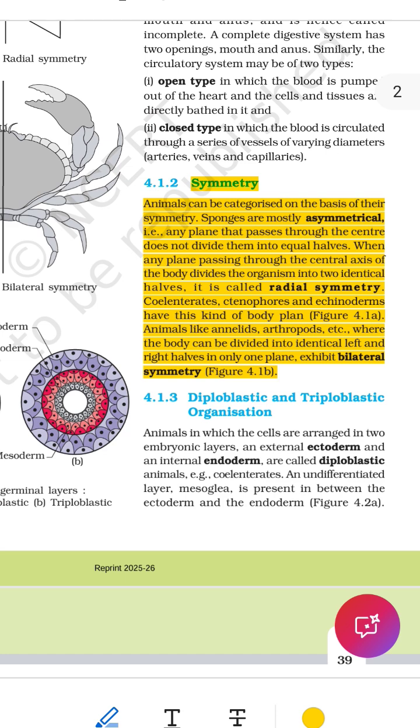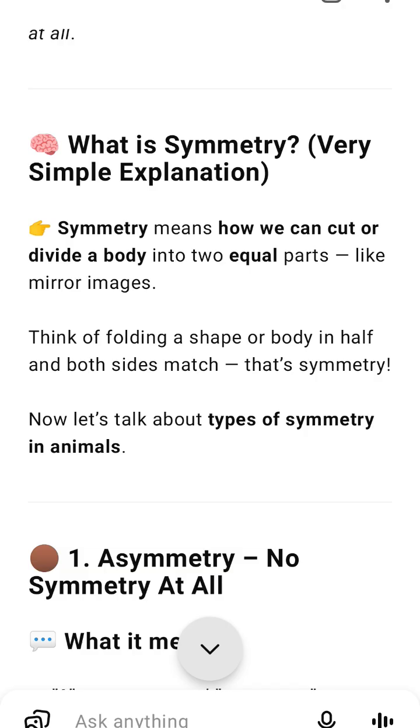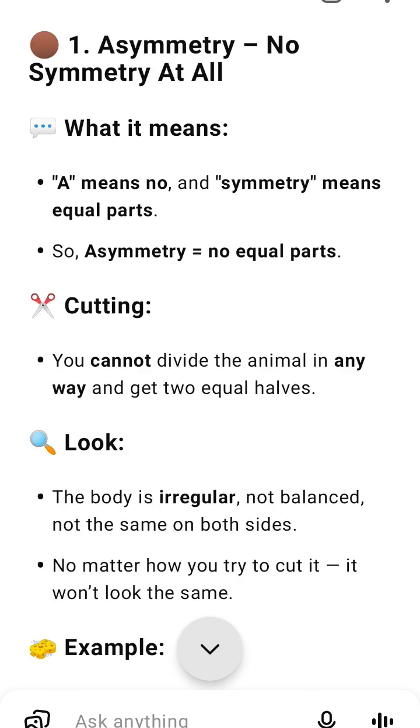Sponges, scientific name Porifera. They have a loose bunch of cells and no clear shape. Easy way to remember: like a potato or lump of clay. No matter where you cut, the halves don't match.